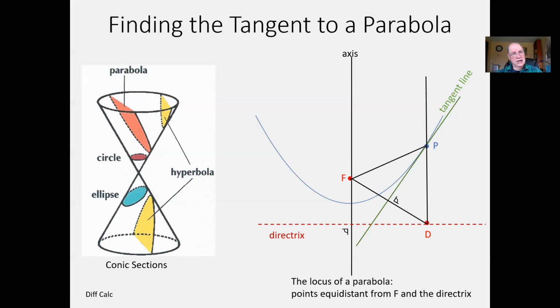What I didn't mention at the time was it also gives us that this tangent line bisects that line from the point to the focus and the point to the directrix. A nice little geometric fact, okay, that the Greeks certainly knew.